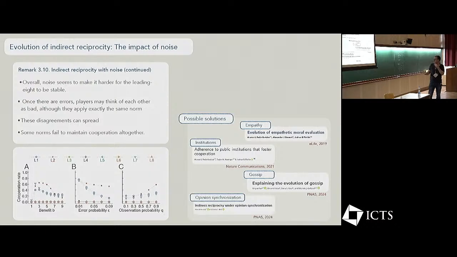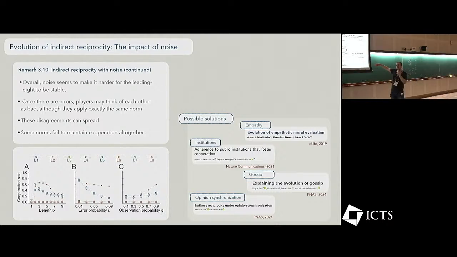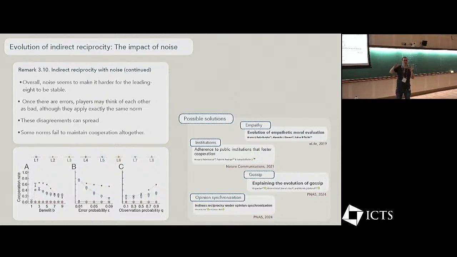Another way to look at these mechanisms, and you can make this a little more general, is that they all have the effect of synchronizing opinions. This is something you can show mathematically: you need some kind of synchronization between opinions, otherwise it's impossible to get cooperation through indirect reciprocity. So you need something like, if Alice thinks Bob is a good person, Charlie needs to have a higher likelihood to also think that Bob is a good person, higher than neutral.